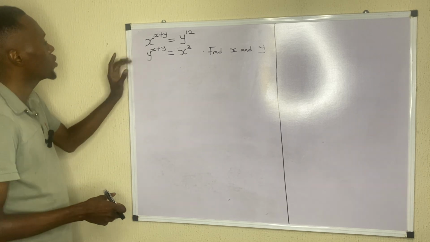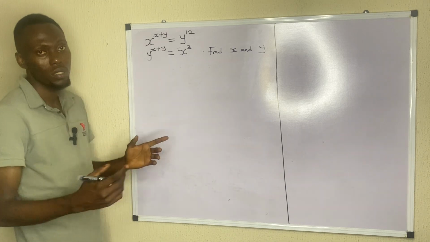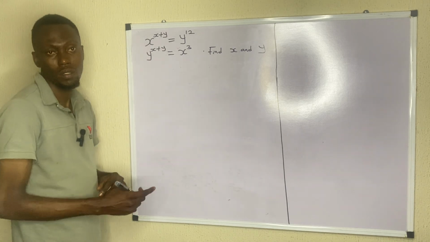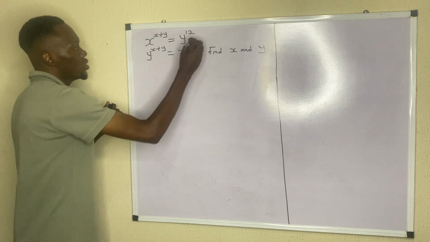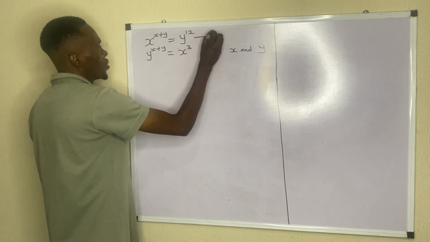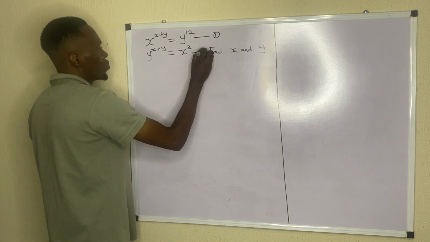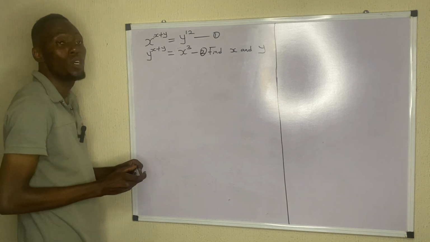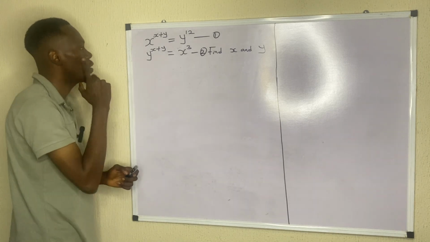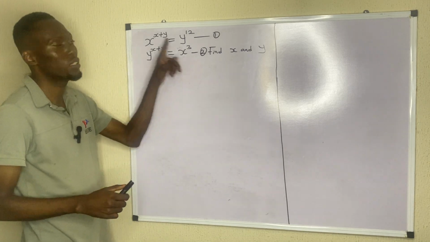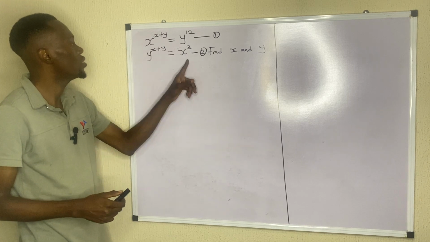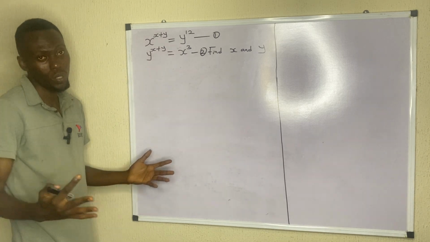For this particular question, you cannot equate the powers on any of the equations. Let's call this equation 1 and we'll call this equation 2. We cannot equate any of the powers. The reason is this: the bases are not the same. The bases are also not the same. So what do we do next?